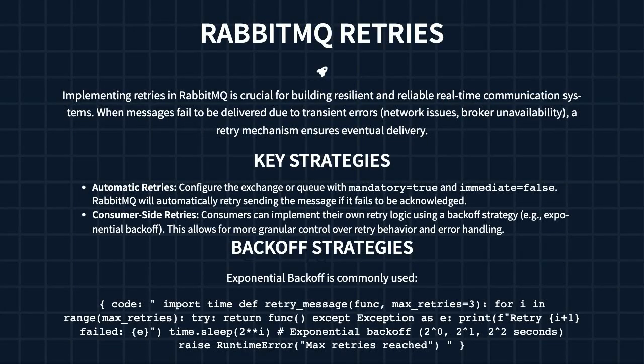Let's talk about how we handle failed message deliveries in RabbitMQ. When things go wrong, maybe there's a network hiccup or the broker is temporarily unavailable, it's important to keep trying until the message gets through. We can do this automatically by setting our exchanges and queues to retry, or we can build custom retry logic directly into our consumers using strategies like exponential backoff. Basically, we start with a short delay, then increase that delay for each subsequent failed attempt, giving the system time to recover.